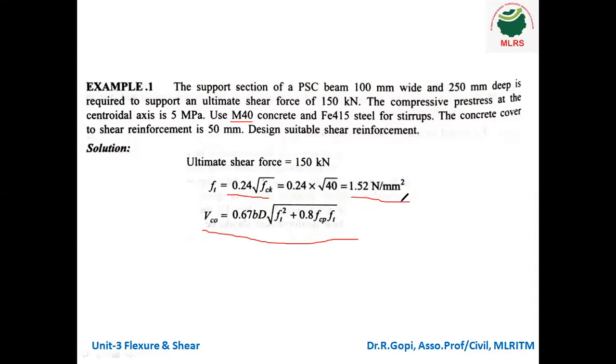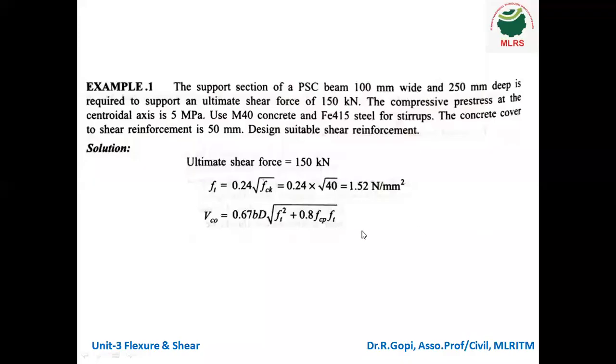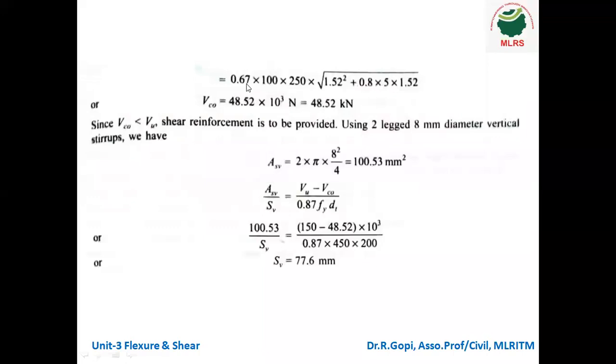Okay, students, so this is the formula. Now Vc0: substitute all the values in the Vc0 formula. So 0.67 into bd. What is b? Breadth of the beam is 100 and the depth of the beam is 250. So substitute all the values: 0.67 into b is 100 and d is 250. It is the cross section of the beam.